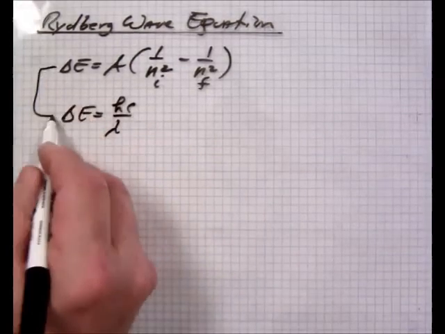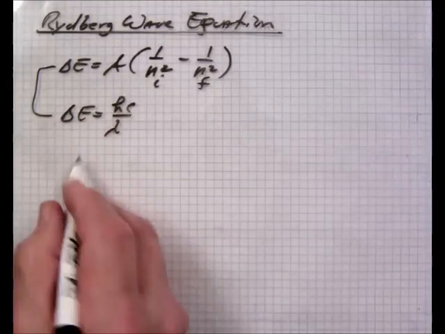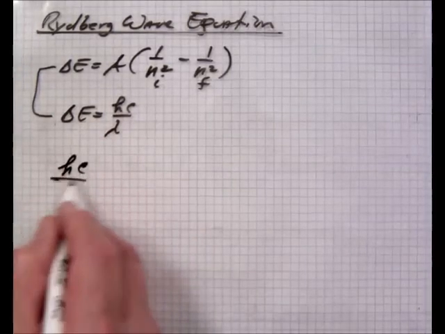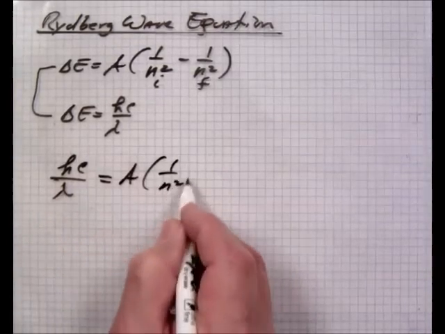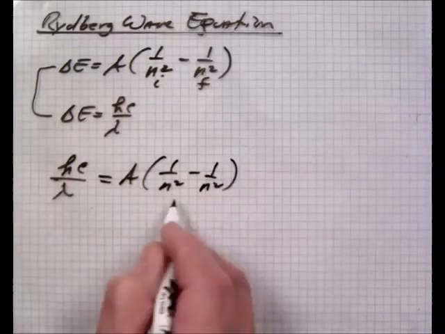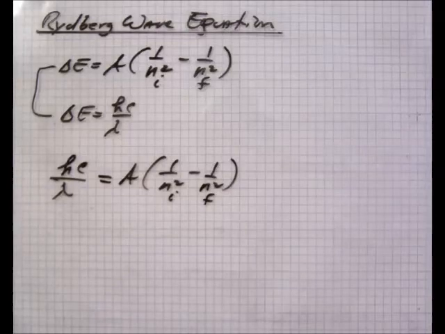So I can put these two equations equal to one another, and it'll look like this: hc over lambda is equal to A times 1 over n squared final minus 1 over n squared initial. Just like that. It's so familiar, and you can learn it just like that: put an A in front of it.